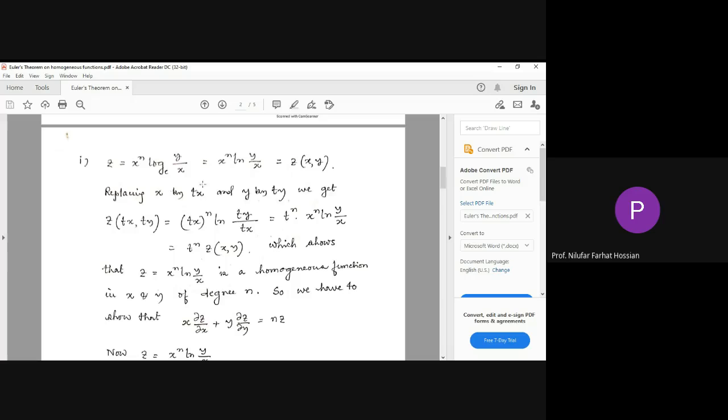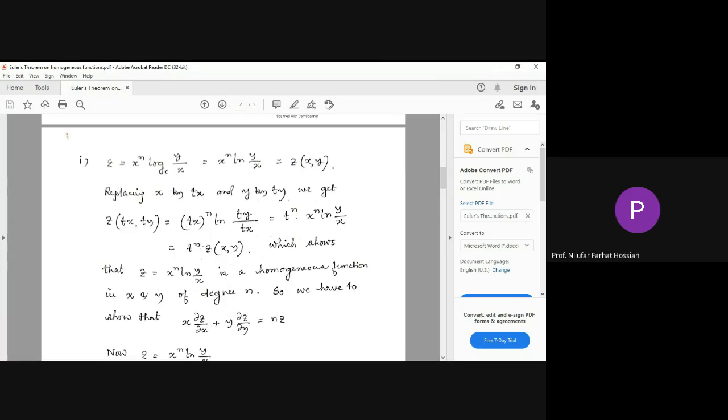Now we will replace in this function x by tx and y by ty. So this will be equal to tx whole to the power n into ln of ty divided by tx. So you see here t and t cancel out, and here it becomes t to the power n into x to the power n into ln of y by x. And you see this x to the power n into ln of y by x is our original function. So here you can write z of x, y. So it becomes t to the power n into z of x, y.